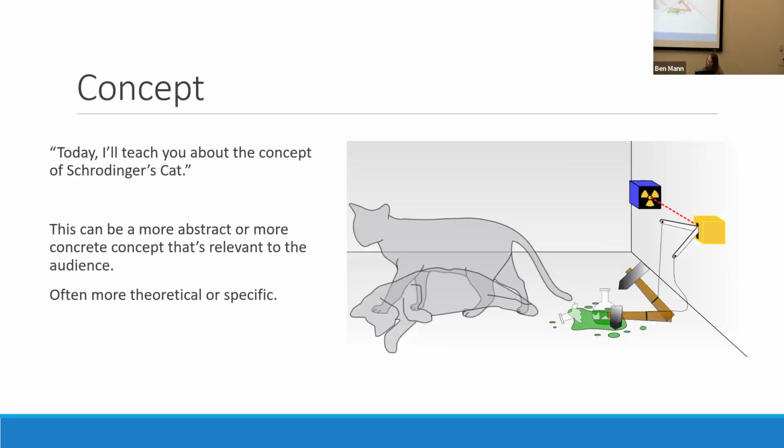Concept, right? Perhaps you're telling us about the concept of Schrodinger's cat, the cat that is both dead and alive at the same time, right? Which is a more theoretical, science-oriented concept. Generally speaking, these concept-oriented speeches are about these general ideas, but it's about making them relevant to the audience, right? So why should we care about the theory of relativity if you're explaining why that's important to our lives?